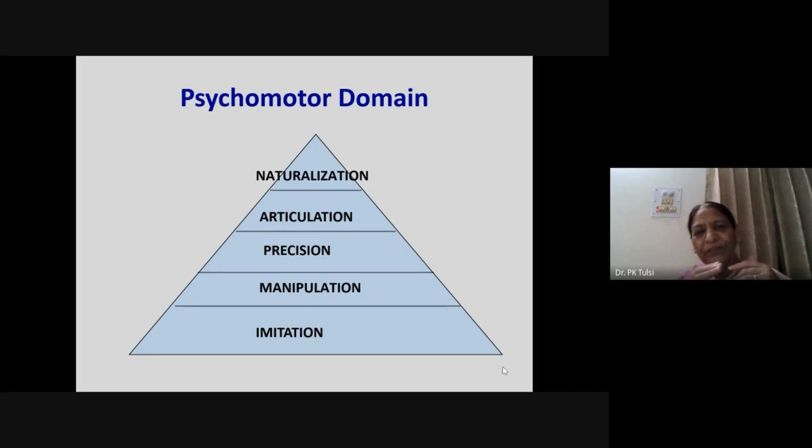And when a person has to acquire a skill, it passes through five different phases. That is imitation, manipulation, precision, articulation, naturalization. Giving you a very simple example. Say I have to learn how to drive a car. Now the first thing is, I must have some knowledge of the car, the various parts of the car, the function of various parts of the car, and so on, the procedure and so on.